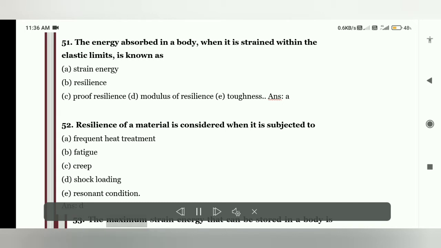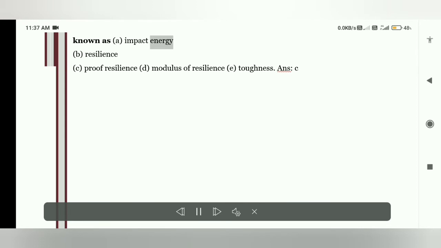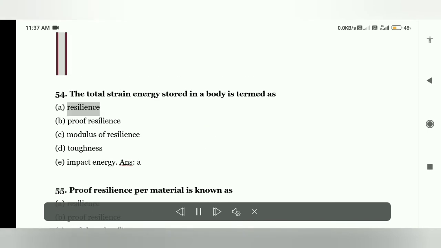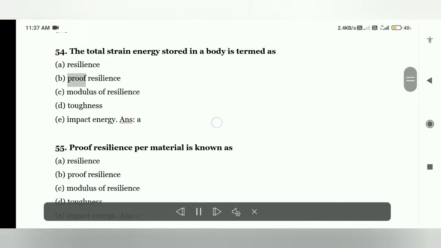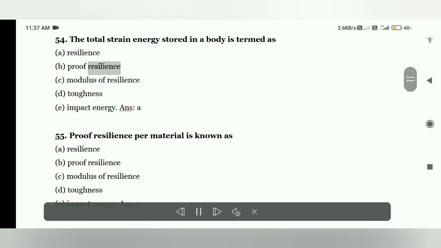53. The maximum strain energy that can be stored in a body is known as: impact energy, resilience, proof resilience, modulus of resilience, toughness. Answer C. 54. Strain energy stored in a body is termed as: resilience, proof resilience, modulus of resilience, toughness, impact energy. Answer A.